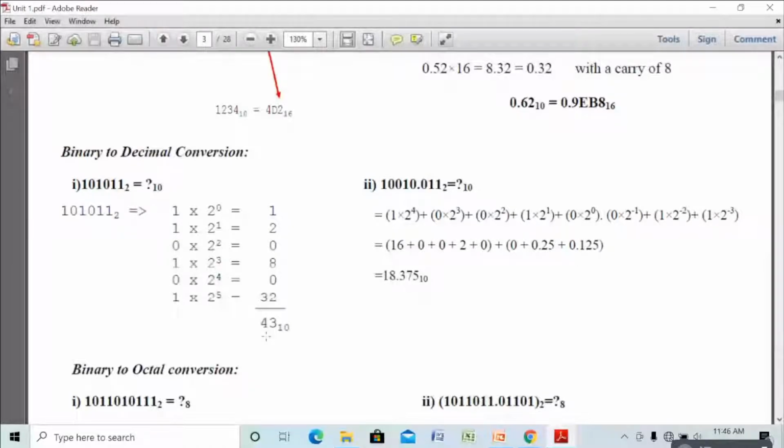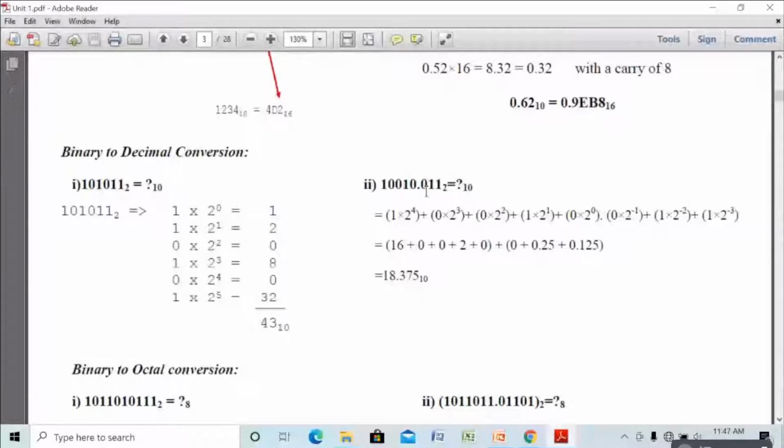Then we move on to the fractional part. Here also we have to understand the position. For the fractional part, we have to move from left to right. For the fractional part, the values are 2 power minus 1, 2 power minus 2, 2 power minus 3, and so on.